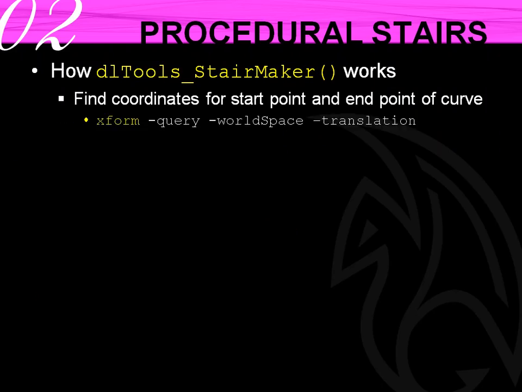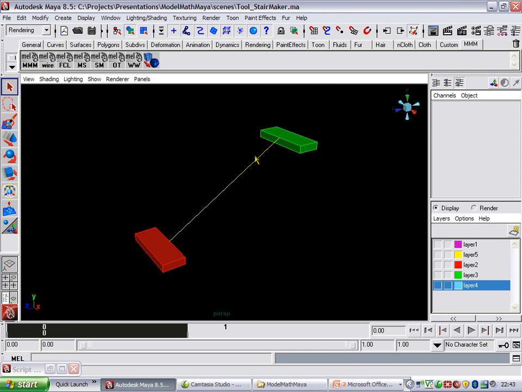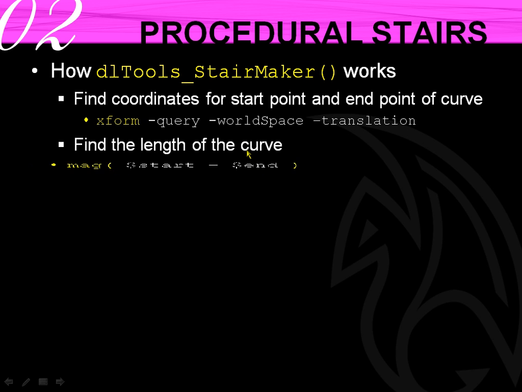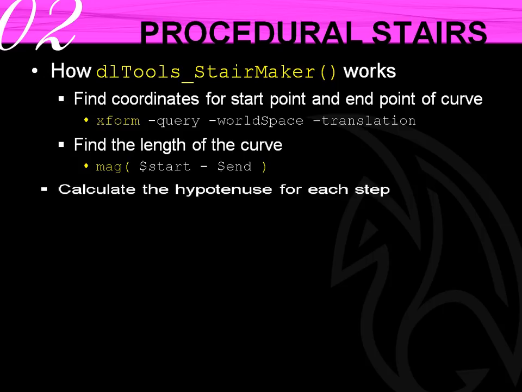So what we will use is the xform command, and we're going to query the world space translation of those 2 points, to be able to find their coordinates in world space. Then we want to find the length of that curve, the length of this curve here, the yellow curve. Again, we're just going to use the trusty old mag, and we're going to subtract the start from the end, and that's going to give us essentially a floating point number that's going to represent the length of the curve.